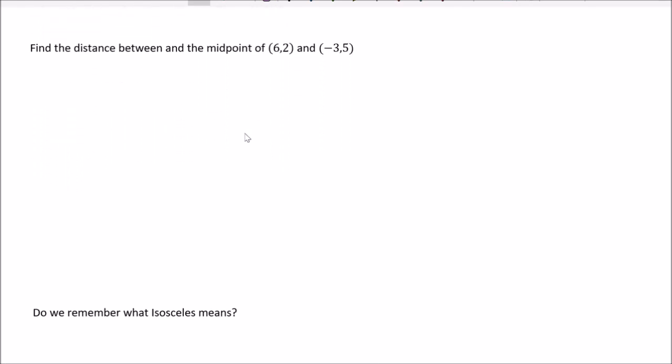So let's do an example. Finding the distance between and the midpoint of these 2 points. I think this would be a great time for you to pause the video and try this on your own, and then hit play and see how you did.